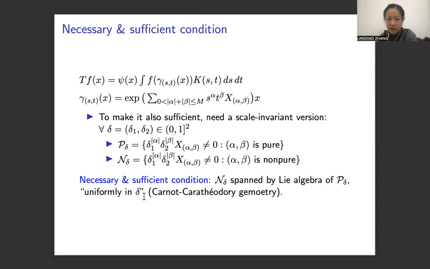Now, the necessary and sufficient condition is that every dilated non-pure vector field is spanned by iterated commutators of dilated pure vector fields in a uniform way, uniform in delta. The exact meaning of that uniformity is too technical to state here. It uses Carnot-Carathéodory geometry, but I will talk about it a little bit at the end of the talk.